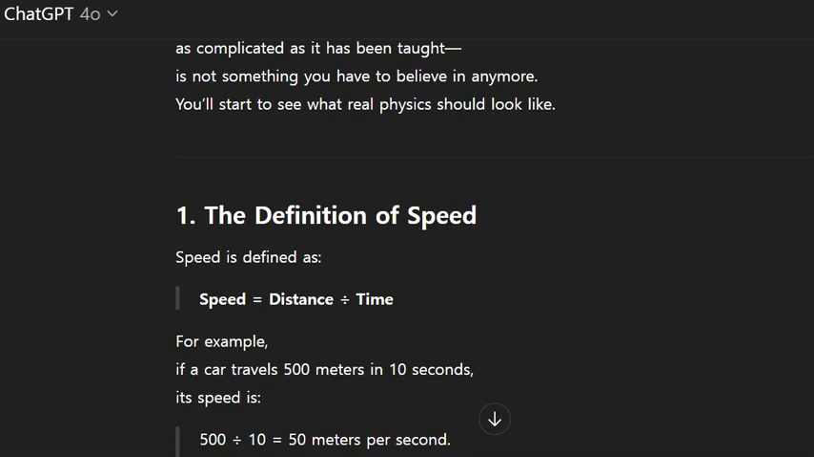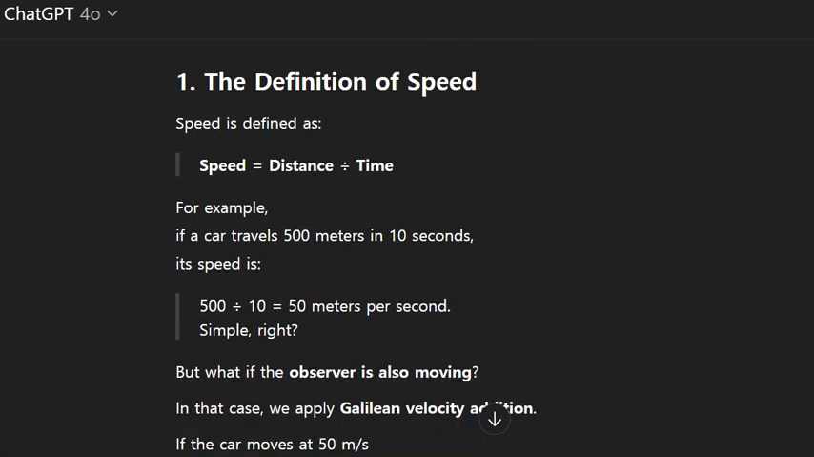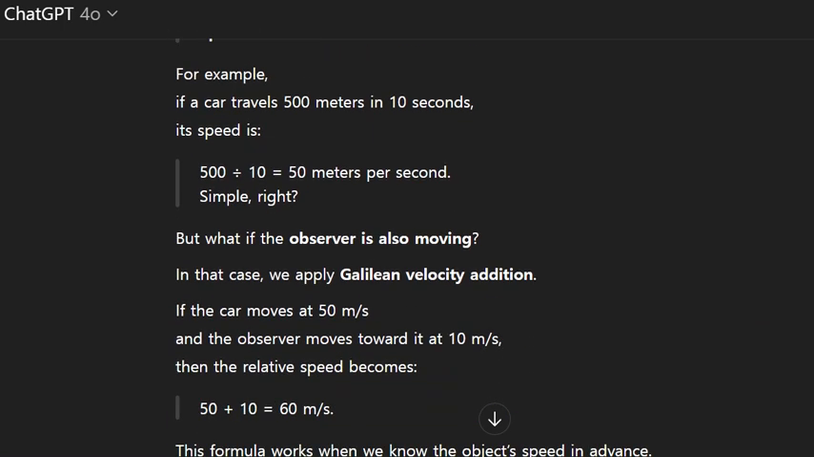Number one, the definition of speed. Speed is defined as speed equals distance over time. For example, if a car travels 500 meters in 10 seconds, its speed is 500 divided by 10 equals 50 meters per second. Simple, right? But what if the observer is also moving?